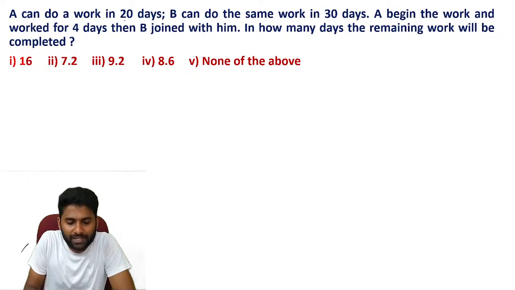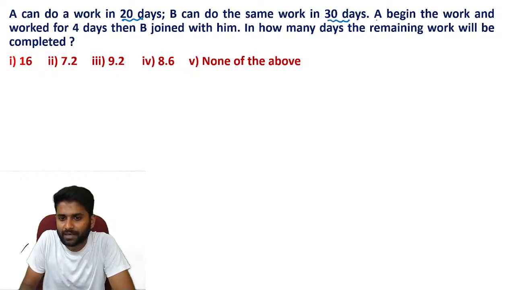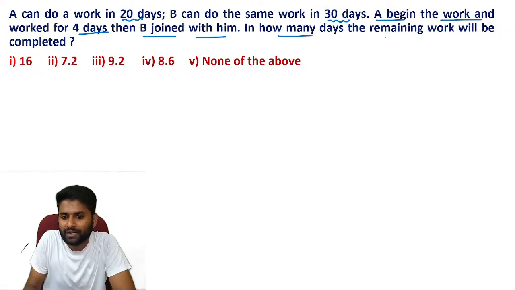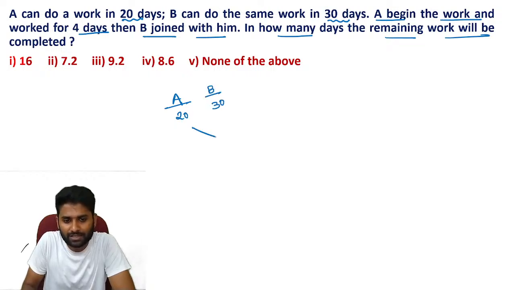A can do a work in 20 days. B can do the same work in 30 days. A began the work and worked for 4 days, and B joined him. In how many days will the remaining work be completed? So A will complete the work in 20 days. B can do the same work in 30 days. The total work is 60 units.